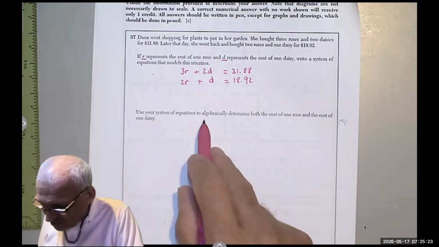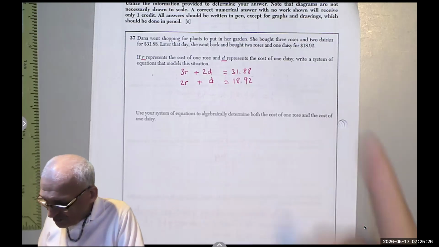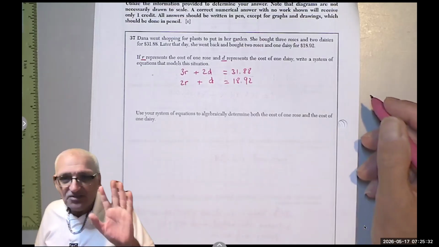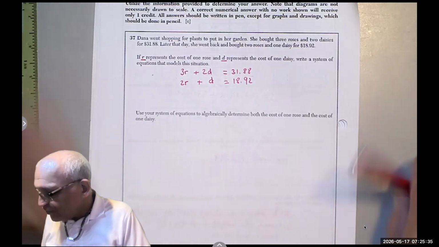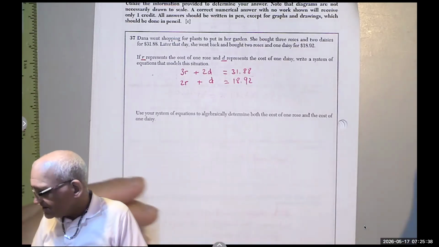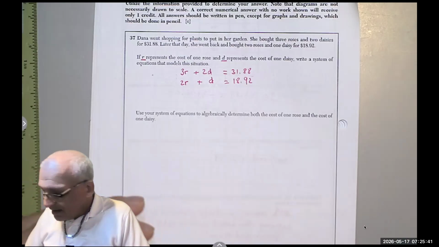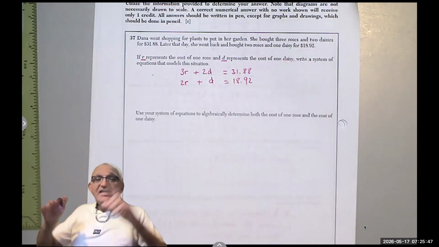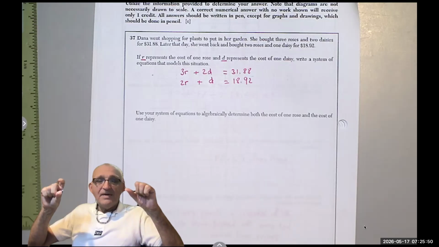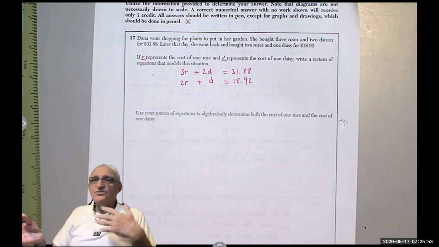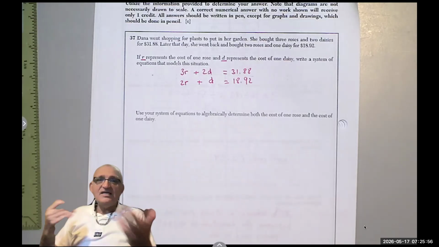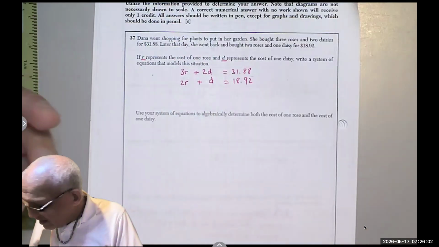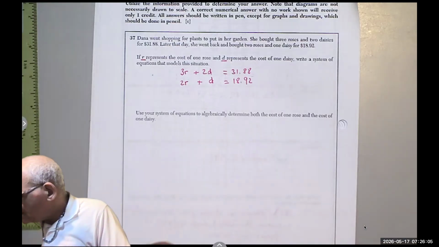Use your system of equations to algebraically determine both the cost of 1 rose. So what is R, what is D? I usually don't like substitution. I mean, you can, but I prefer always to use elimination in these types of problems. And I look for any variable, either the R or the D, if I have the same multiplier, the same coefficient, like D and D, or R and R, or R and negative R, or D and negative D. I don't have that case. So I can get rid of the R or the D. It seems that getting rid of the D is easier.